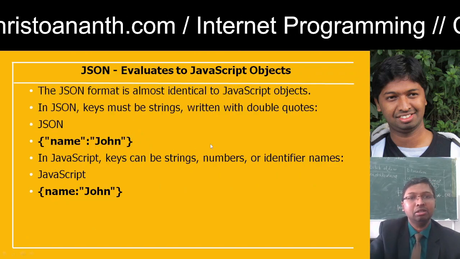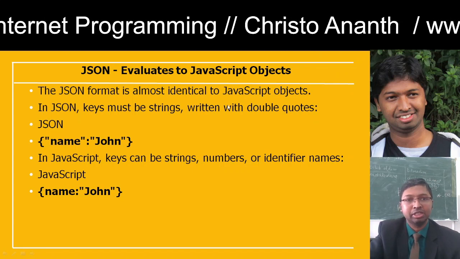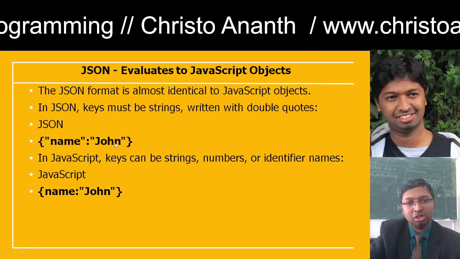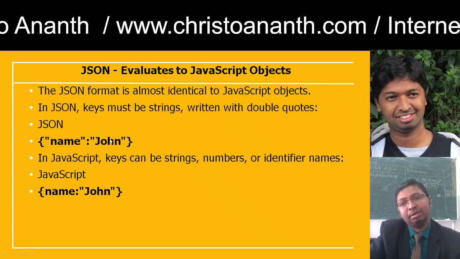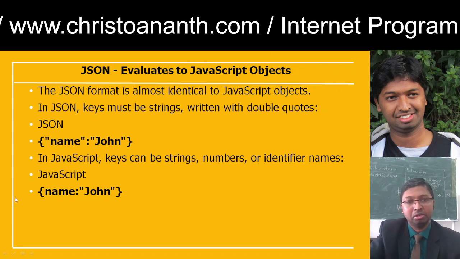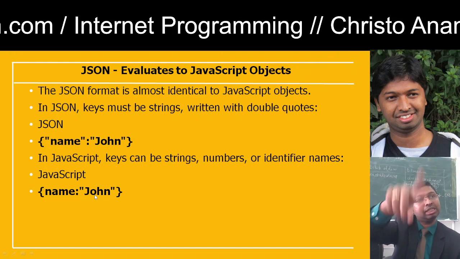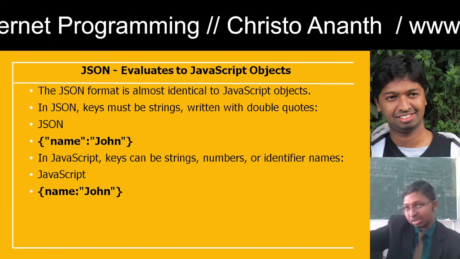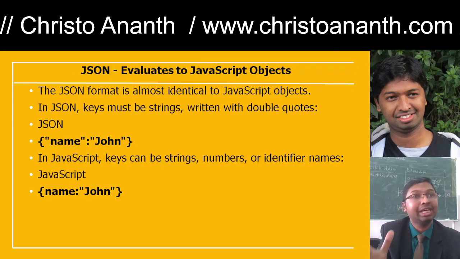Similarly, you will have the format which is identical to the JavaScript object. So name John, where the keys can be strings, numbers, or identifier names. You can include name John within the curly braces, but not square braces. Square braces are only for arrays.